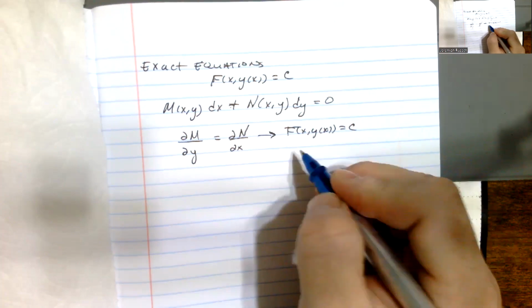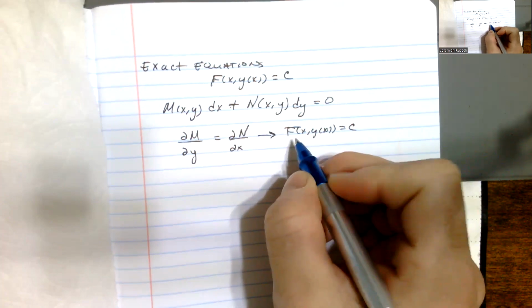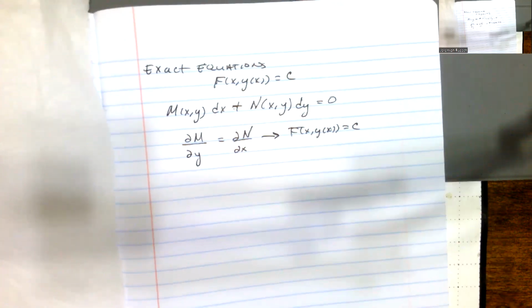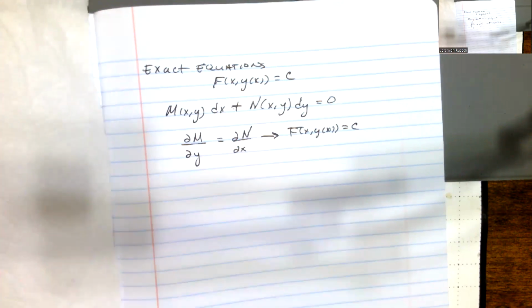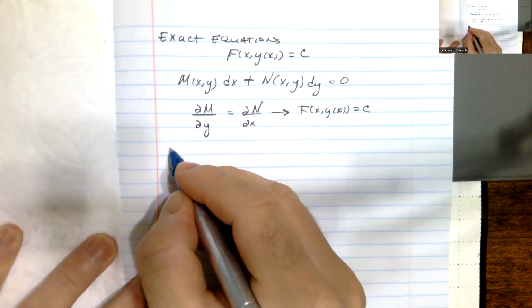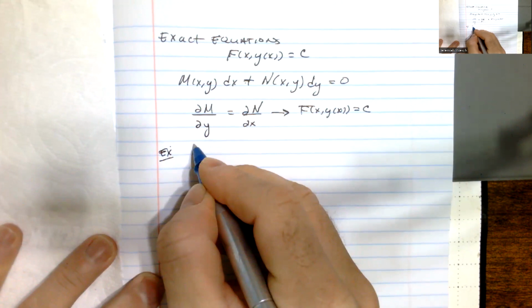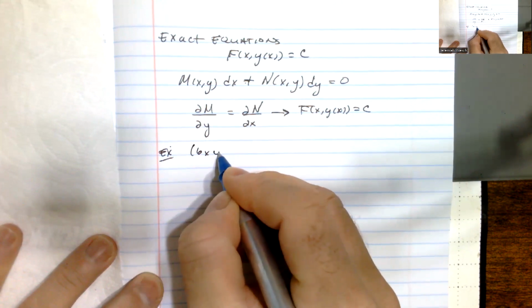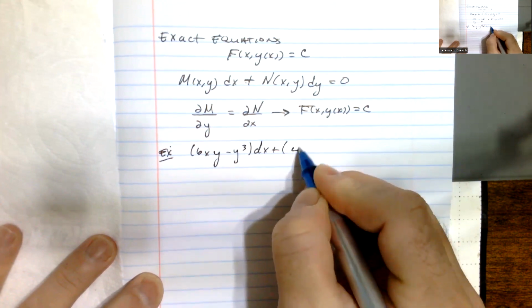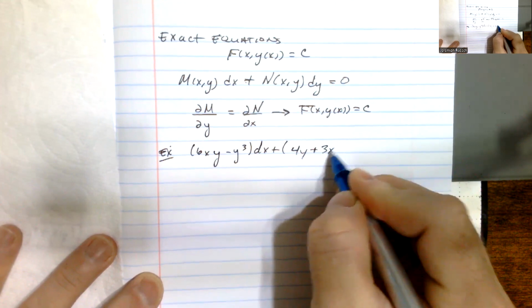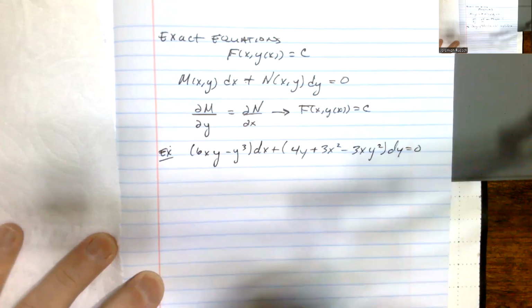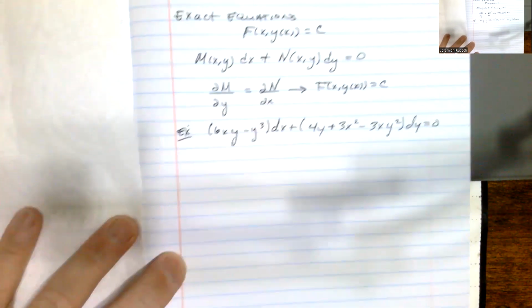And then that allows us, once we find this capital F function, to solve the differential equation with a little bit of work, but not much. It's actually pretty straightforward. So let's try an example and explain what we mean by that. This is 6xy minus y cubed dx plus, over here we have 4y plus 3x squared minus 3xy squared dy equals 0.